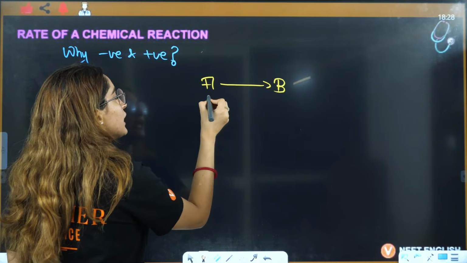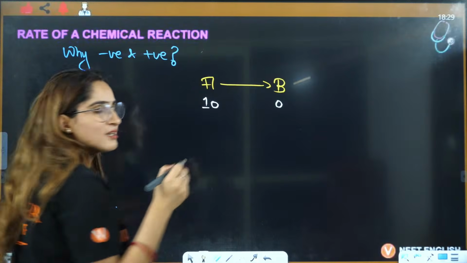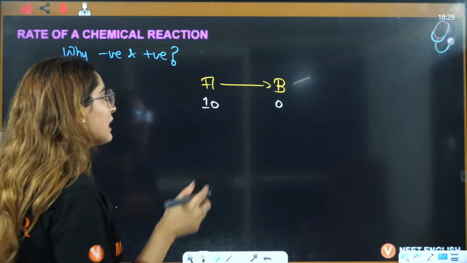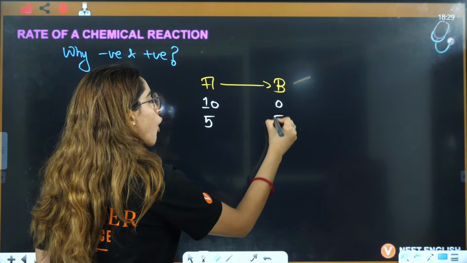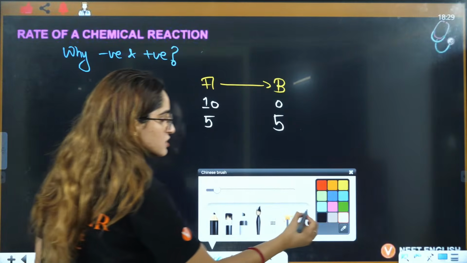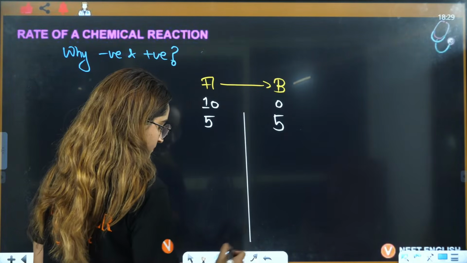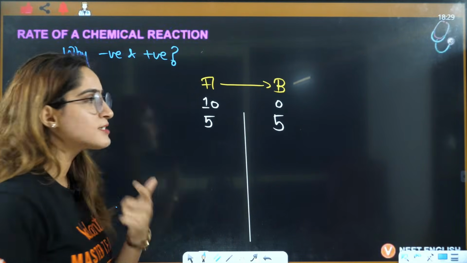Let's say initially this is 10, right? And this is 0, because initially there will be no product, right? Now, let's say it is decreased to 5. Now, it is formed as 5, right? Now, tell me what is the change in concentration of reactants?